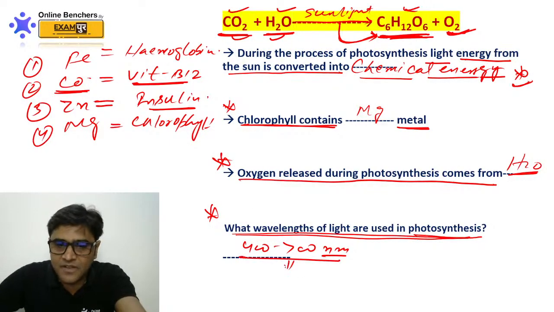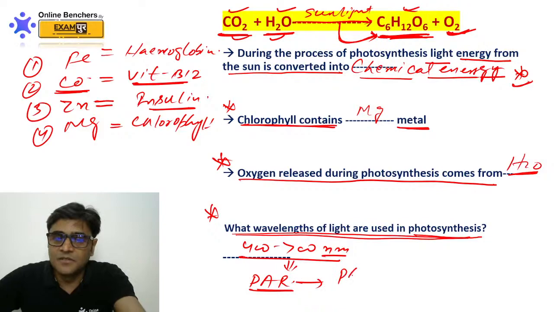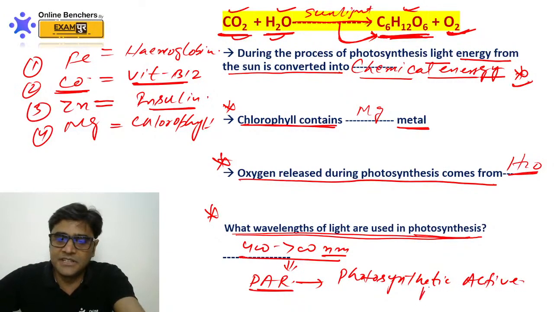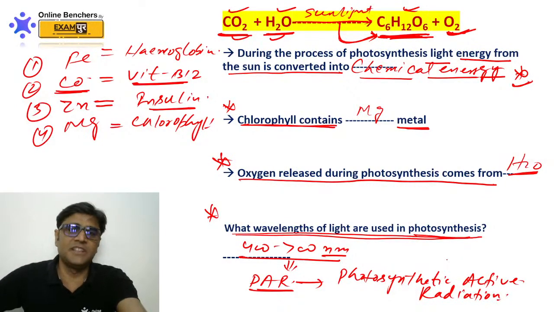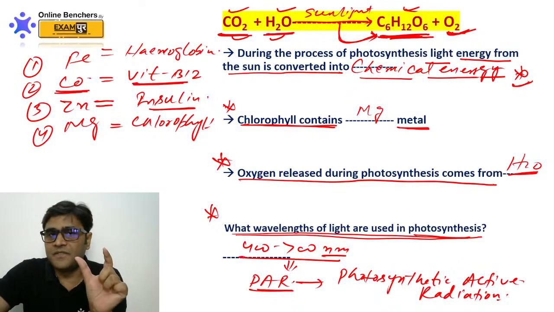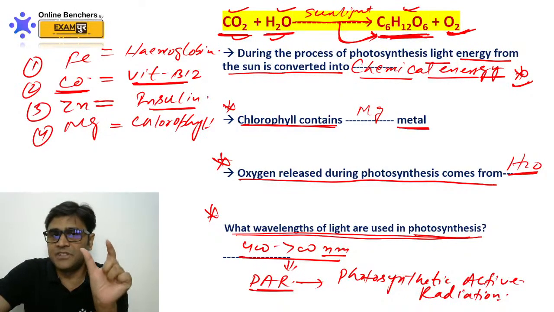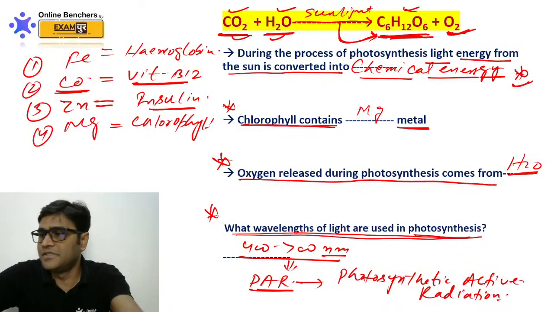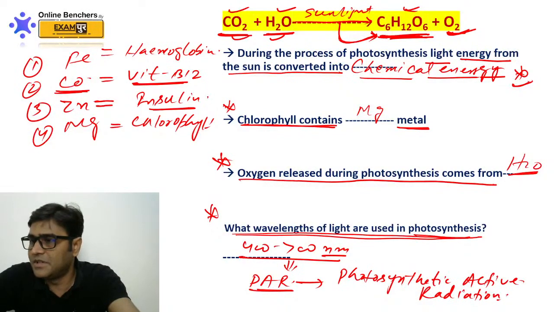That's why this range of wavelength of light is known as PAR. What is this? This is called PAR. PAR means photosynthetically active radiation, or you can say photosynthetic active radiation, because this range of wavelength of light is utilized during the process of photosynthesis.